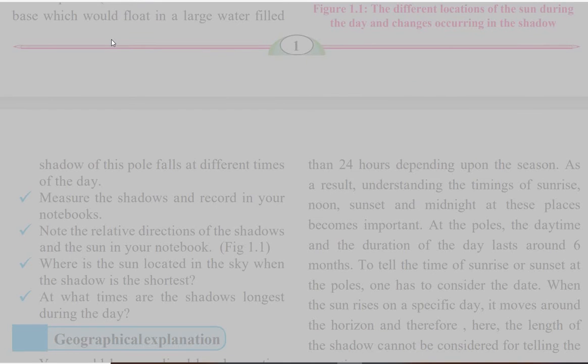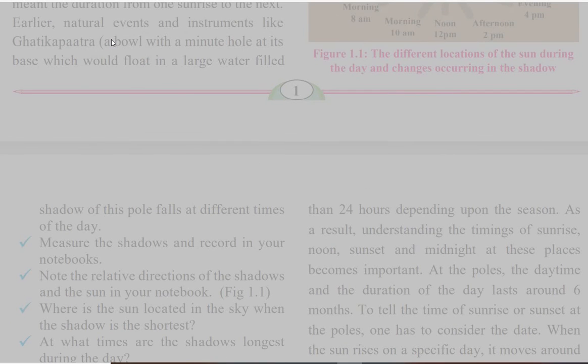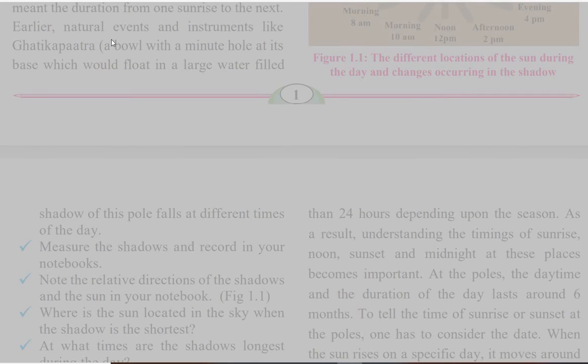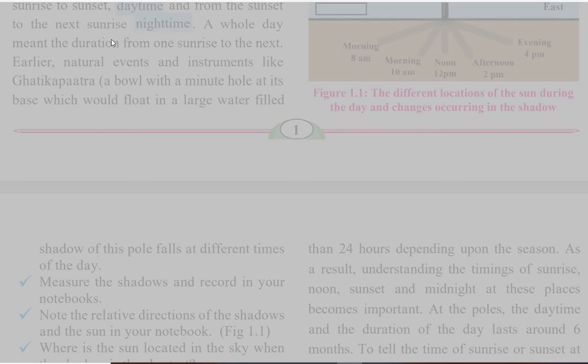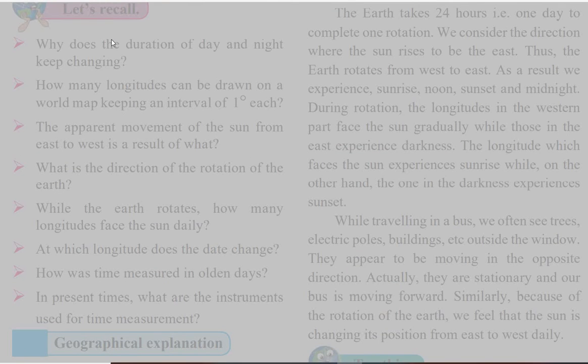Figure 1.1, the different locations of the sun during the day and changes occurring in the shadow. Morning 8 a.m., morning 10 a.m., noon 12 p.m., afternoon 2 p.m., evening 4 p.m. East. Let's recall.